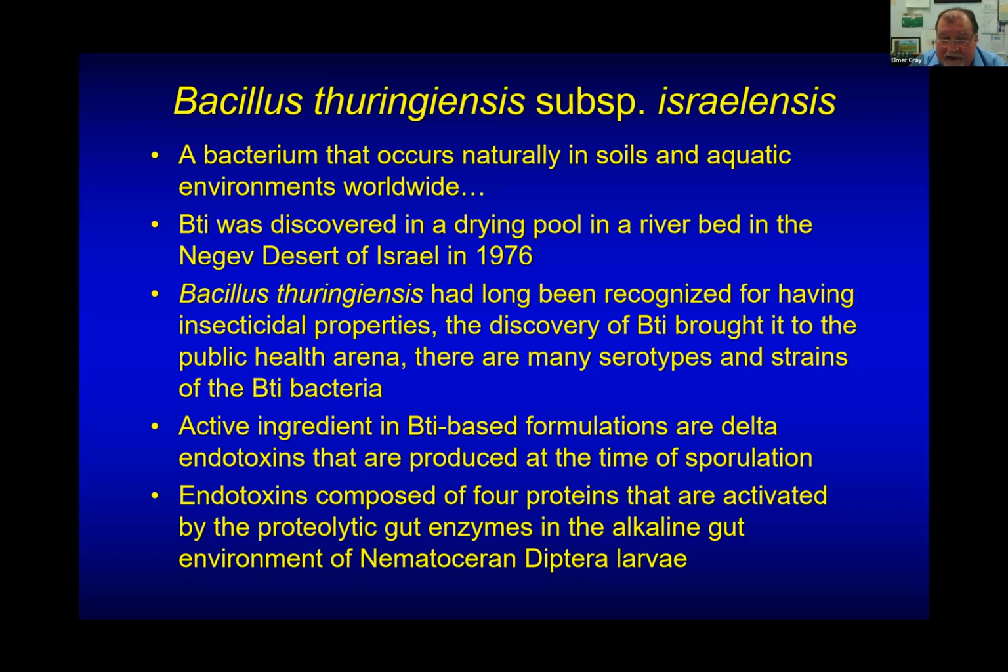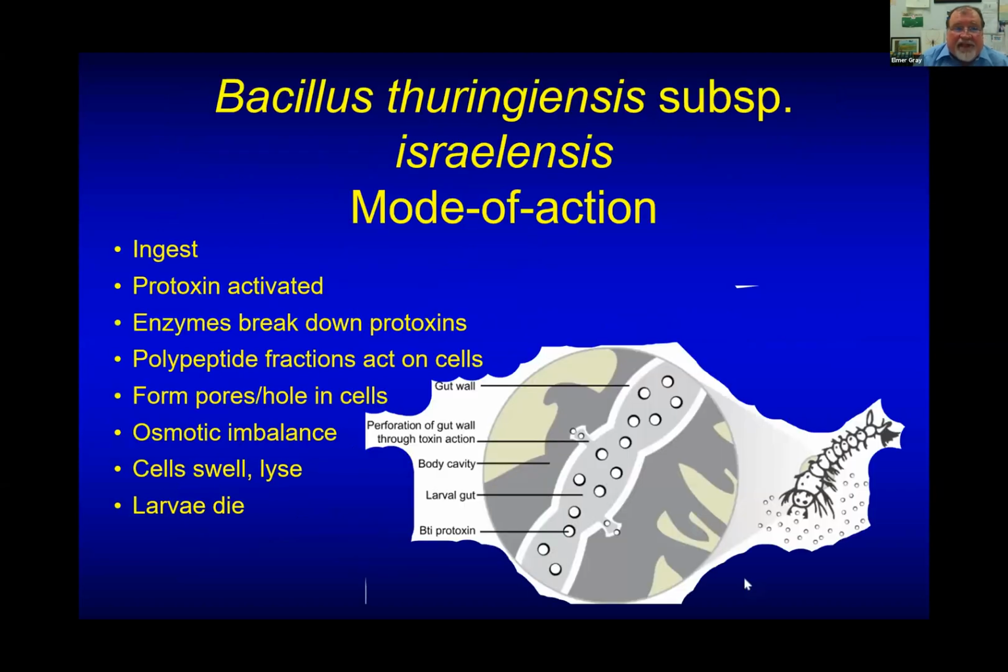All right, a lot right there. Nematocera and Diptera larvae are your mosquitoes, black flies, and chironomid midges. They have a very high pH in their midgut, which is unusual for most animals and organisms. The enzymes associated with that highly alkaline gut are effective against these proteins, cleave them, and activate them. Just an example of that, the image there, the midgut of a mosquito larva.